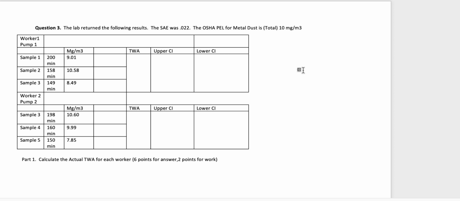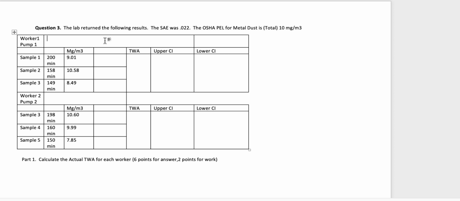So for the next problem, we're going to calculate a time-weighted average. You can see we had 2 workers, and each worker had 3 samples. So we need to weight the concentration by the time. And so we'll start here at the top.